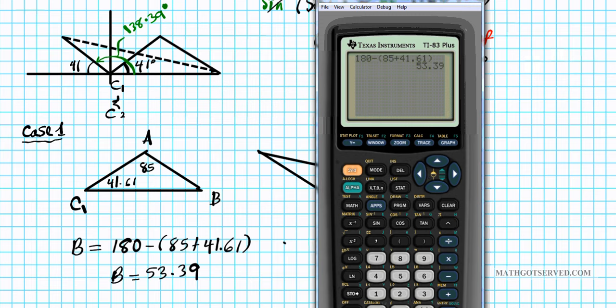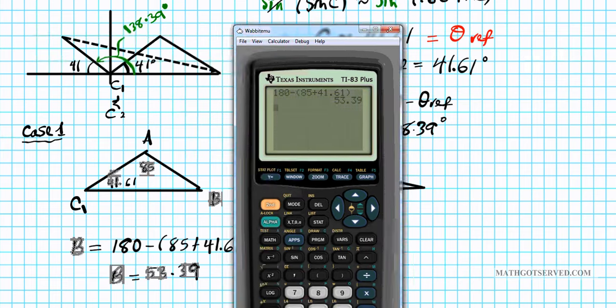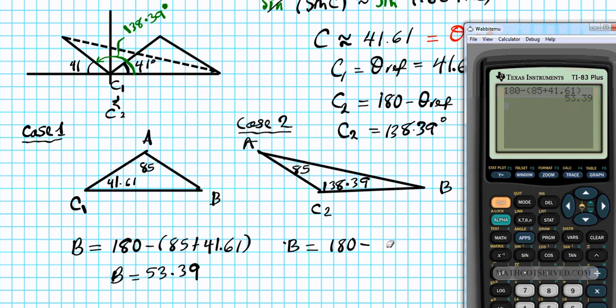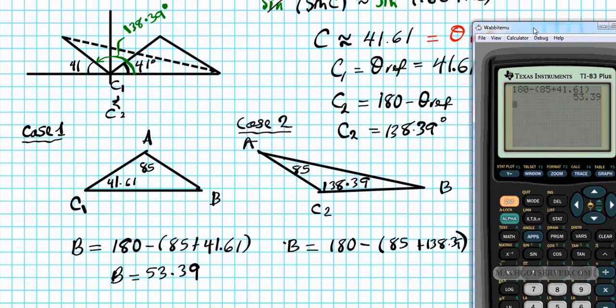All right, case 2, is case 2 feasible? Let's go ahead and label it first. So we are using C2 here. What is C2? 138.39. Let's call this angle A, which is 85. And then we want to find B. So B, for case 2, where theta is in the second quadrant, is 180 minus 85 plus 138.39. All right, let's go ahead and do it.